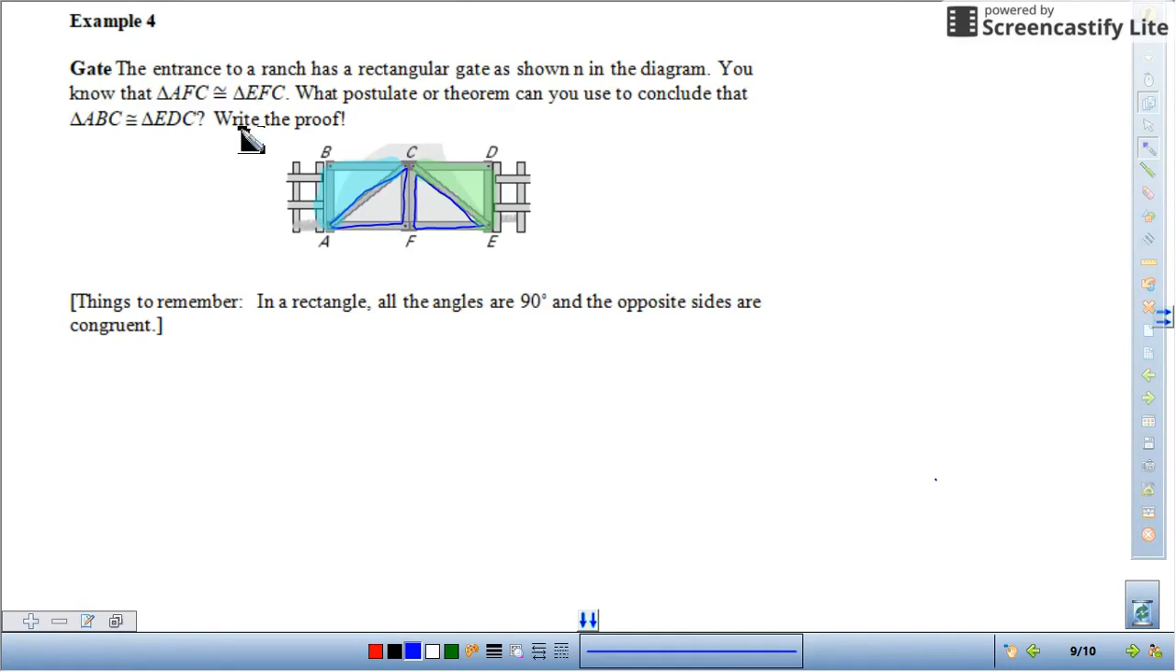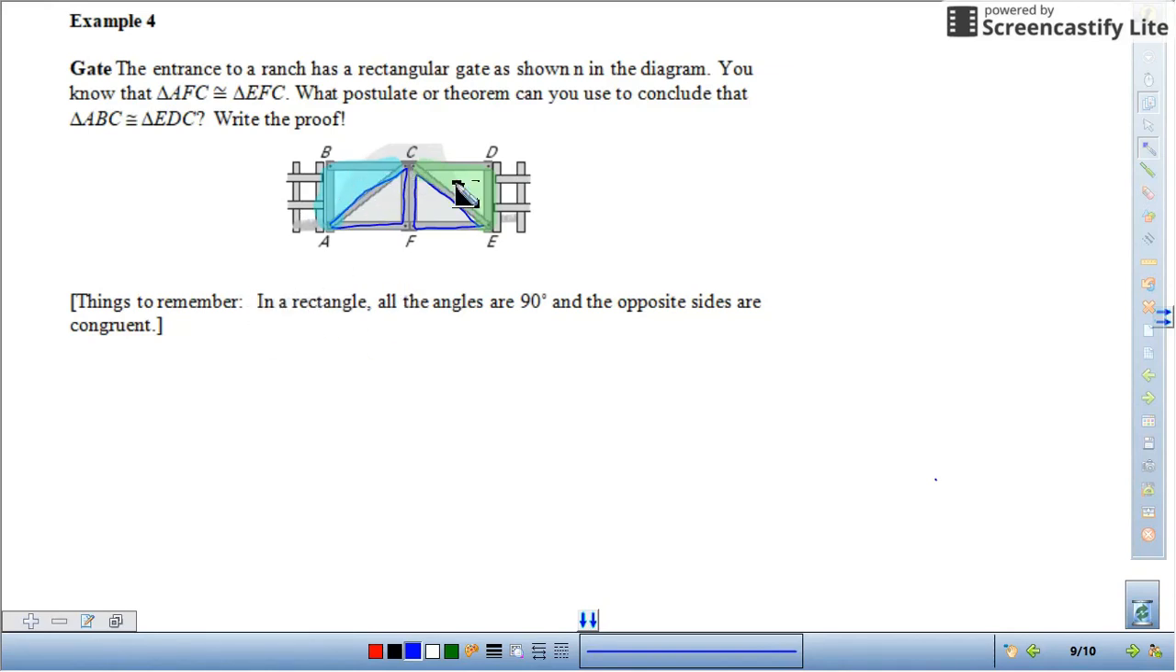And as you can see, we of course want to go ahead and write a proof for this, in addition to finding out what postulate or theorem we can use. So some things to remember: in a rectangle, all the angles are 90 degrees and the opposite sides are congruent. So when we look at our diagram, at these two triangles specifically that we're trying to show are congruent, let's see if any of this information will help us.